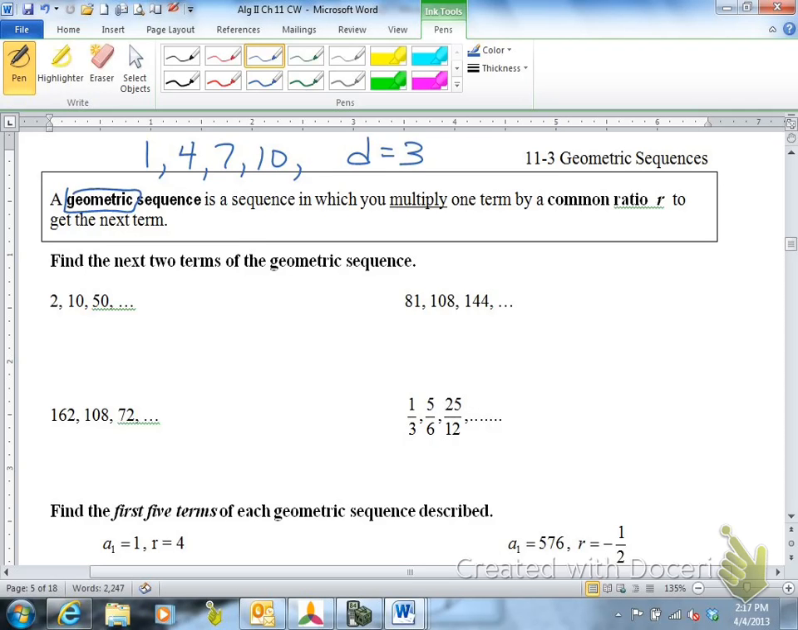Geometric sequence, geometric, kind of like geometry. It doesn't have anything to do with geometry, but it's spelled similar to geometry. A geometric sequence is one where you multiply one term by a common ratio, and the letter we use is r instead of d, to get to the next term.